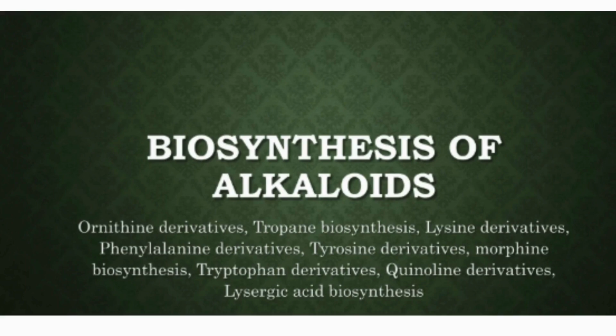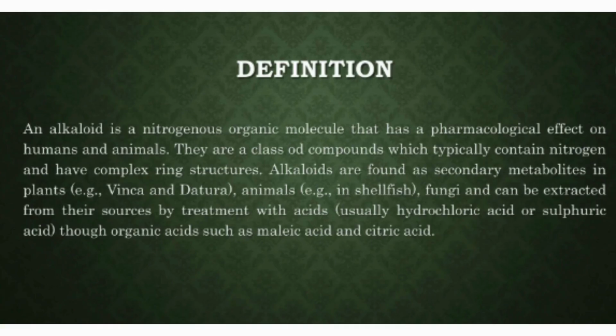So this topic is about the biosynthesis of alkaloids, where we will discuss the different derivatives and the functions involved in their biosynthesis. Firstly, an alkaloid is a nitrogenous organic molecule that has a pharmacological effect on humans and animals. They are a class of compounds which typically contain nitrogen and have a complex ring structure.